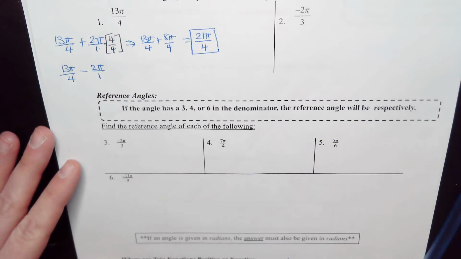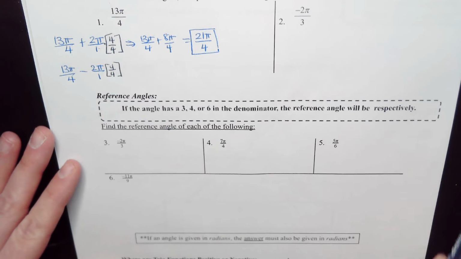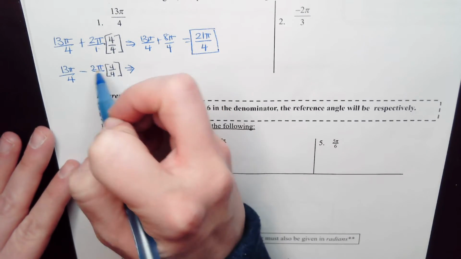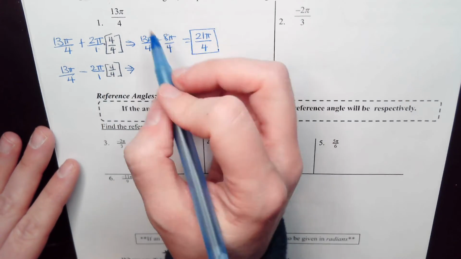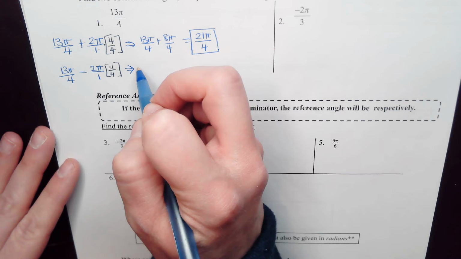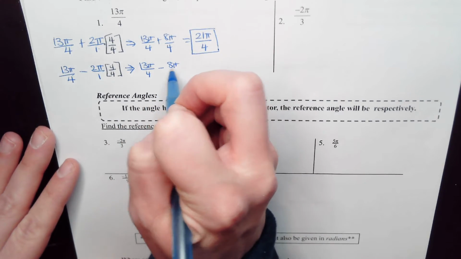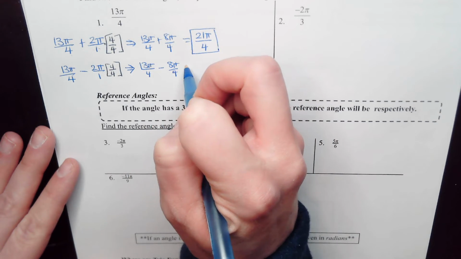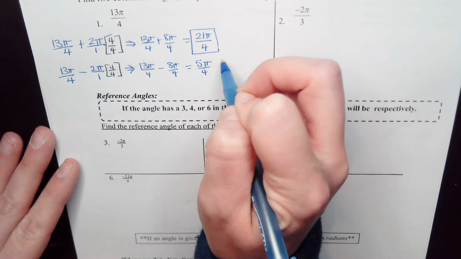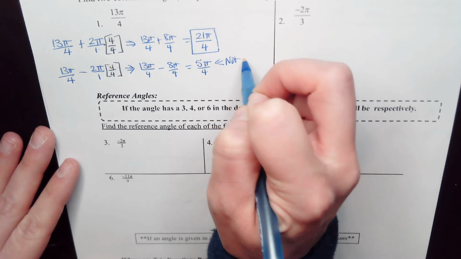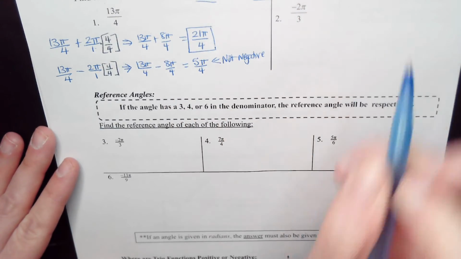Again, we're going to get a common denominator by multiplying by 4 over 4. If you're doing it in your calculator, you should be typing in just 13 over 4 minus 2. Do not type in the pi's, and then just hit math frac if it gives it to you as a decimal. All right, so this is 13 pi over 4 minus 8 pi over 4. And 13 minus 8 gives us 5 pi over 4. So still a coterminal angle, but not negative. And we were asked to find a positive and a negative.